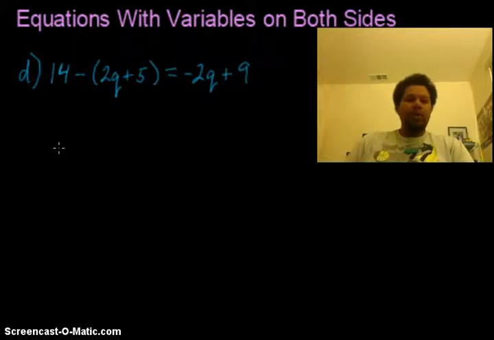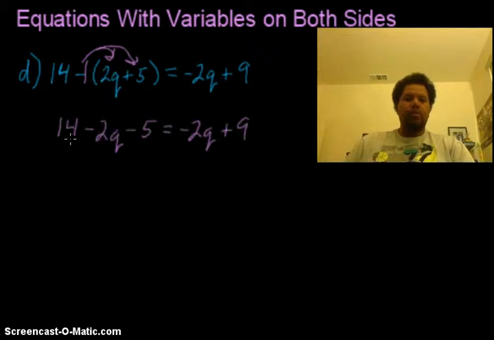Okay, while we're solving equations with variables on both sides, there are some special situations that happen. This will be an example of one of them. Let's start off by using the distributive property with this negative sign out here. Remember that it's like a negative 1 out here, and we're going to distribute it inside the parentheses. So we get 14 minus 2q minus 5 on the left, and we still have the negative 2q plus 9 on the right.